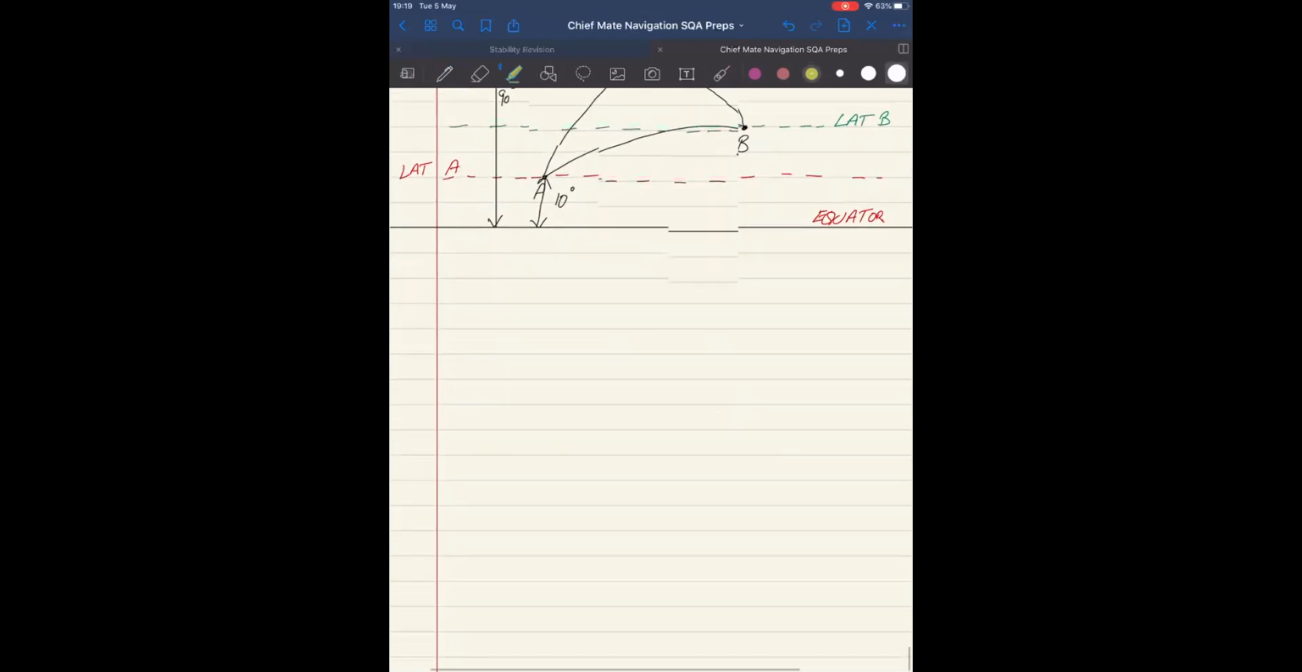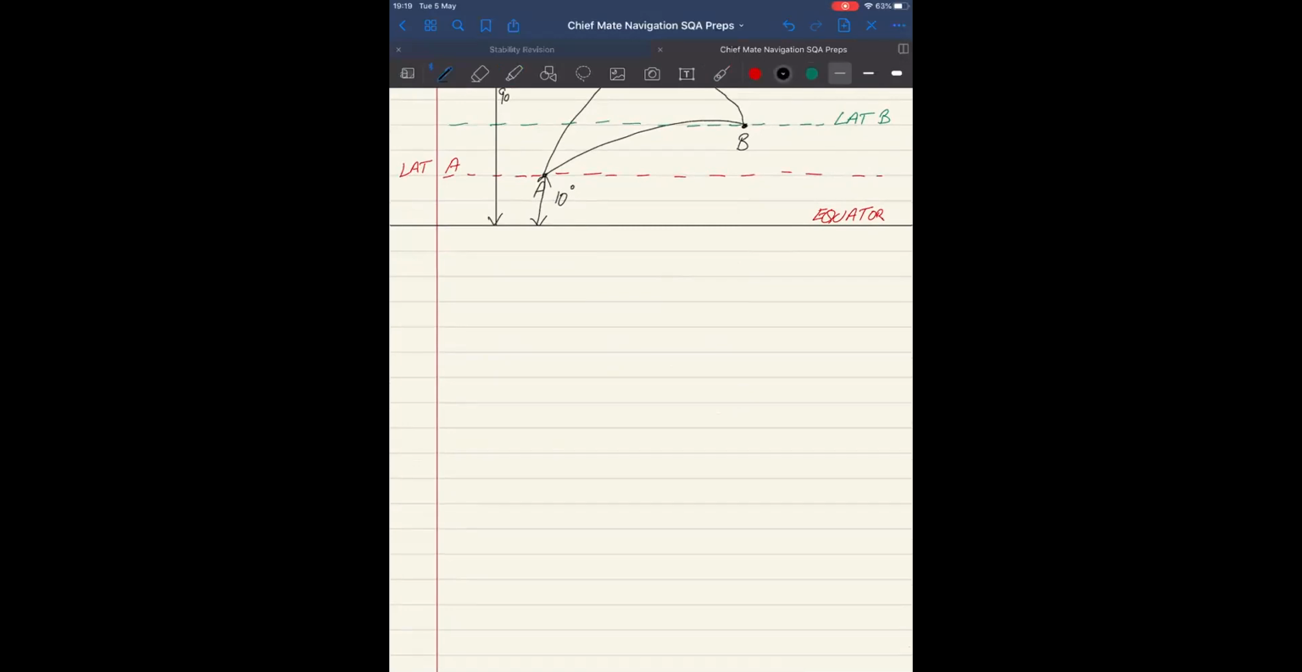Now let's look at the formula which we are usually told in the colleges, or I'll just say the college formula.